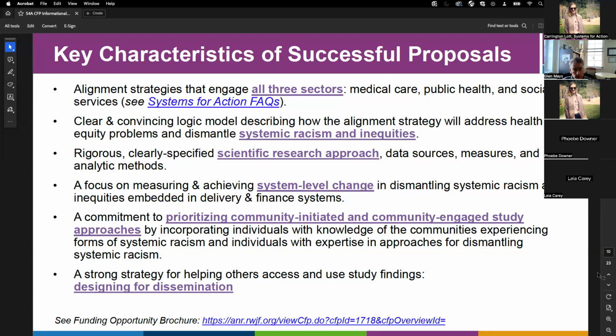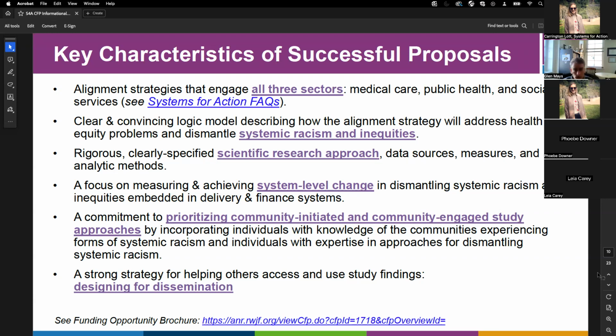Also, very importantly, the Systems for Action program places a lot of emphasis on studies that can measure and achieve system-level change, actually change how systems operate in medical care, public health, and social services. And specific to this call, a focus on measuring and achieving system-level change in dismantling or disrupting forms of systemic racism that are embedded in medical, social, and public health systems. So we're looking for, again, proposals that can describe approaches for studying system-level change, perhaps in addition to looking at change at other levels in the system, like the person level or patient level changes.